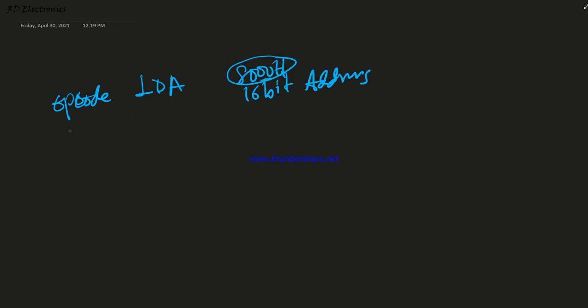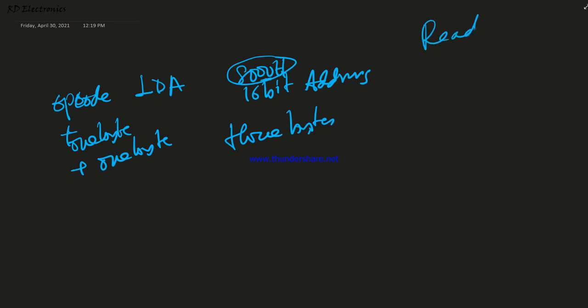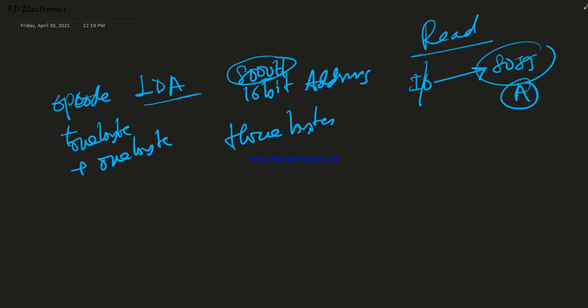Okay, so now for LDA, 1 byte is required for the opcode, 1 byte for the lower byte of the address, and for the higher order address we also get 1 byte. So basically this is a 3 byte instruction. And what is the purpose of LDA? The purpose of LDA is the read operation. How is it read? The data from the input device is read and stored in the 8085, that means in the accumulator, because LDA means accumulator.